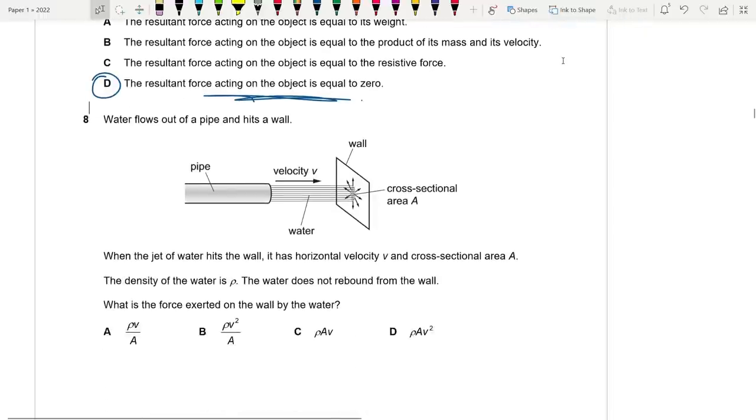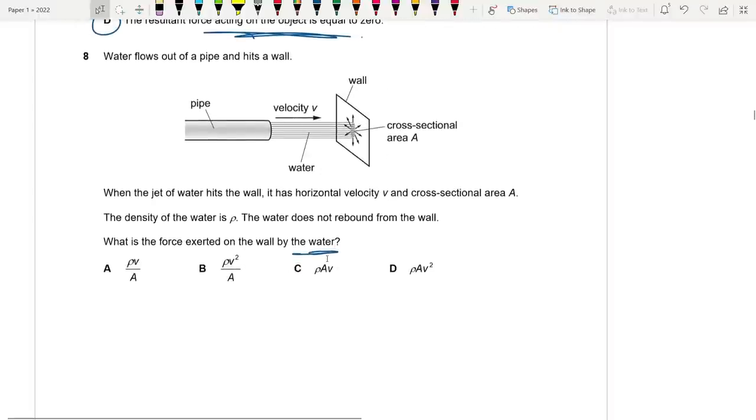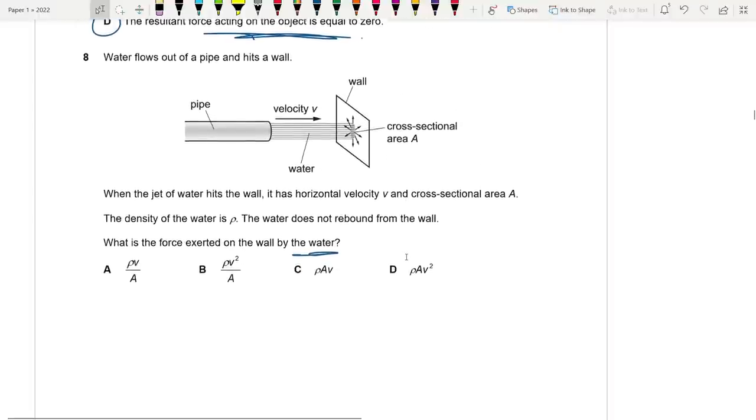8. Water flows out of a pipe and hits a wall. This is a common MCQ. When the jet of water hits the wall, it has horizontal velocity v and cross-sectional area A. The density of water is rho. The water does not rebound from the wall. What is the force exerted on the wall by the water? Essentially, what we want to do here is just match the units. That's it.